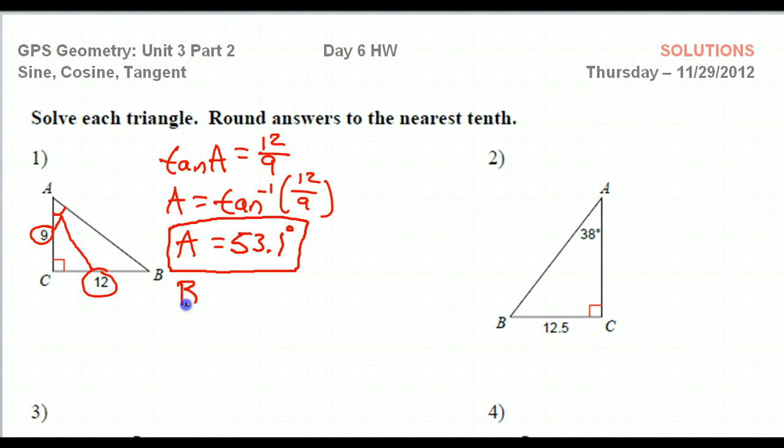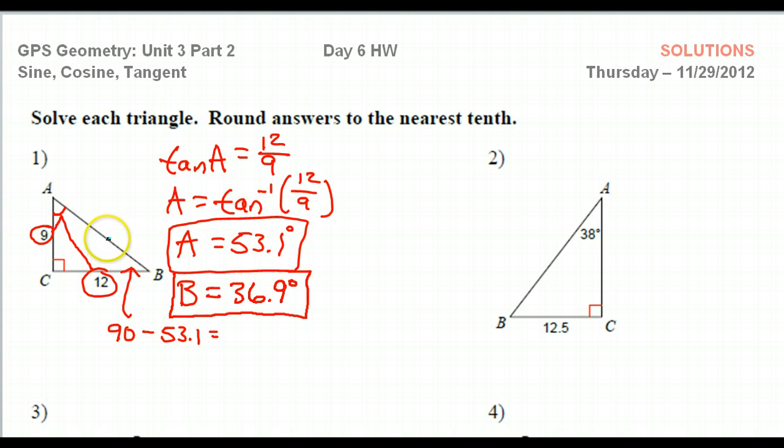Once I have angle A, finding angle B should be easy. That's just going to be a matter of doing 90 minus 53.1. So that's 36.9 degrees. That's 2 of the 3 things I need to find. So I have my angle A and angle B.